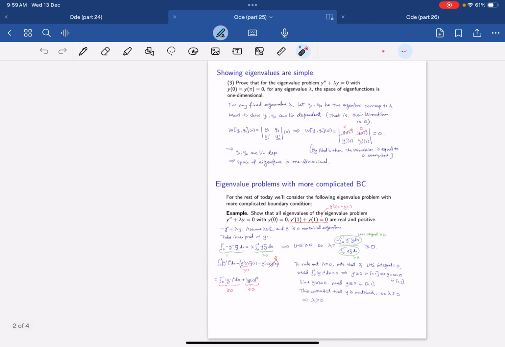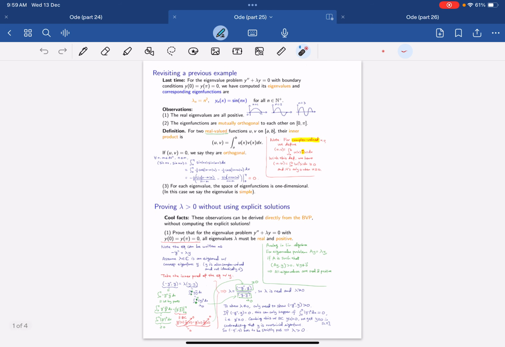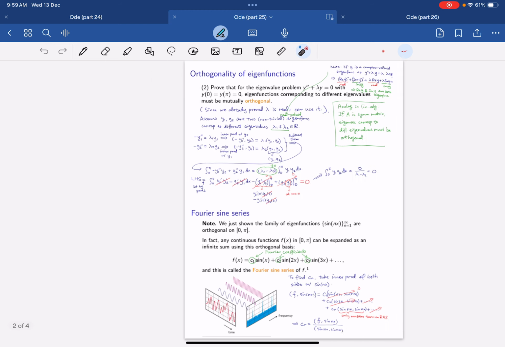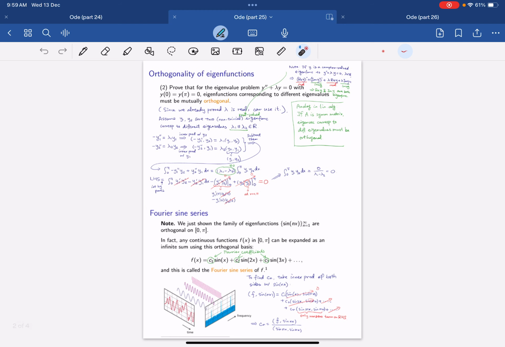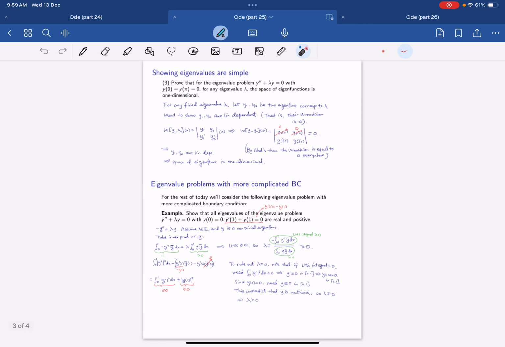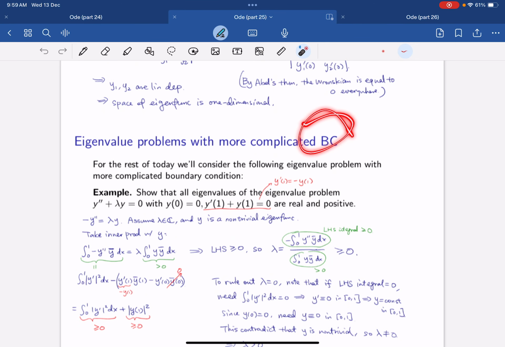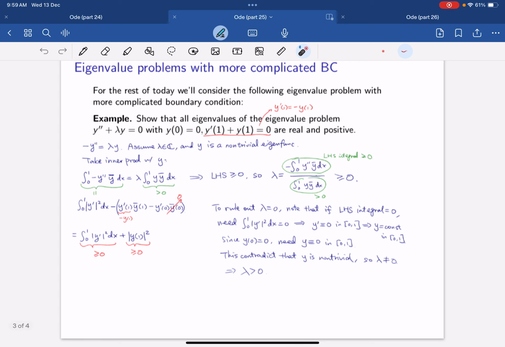So you can see how we were able to find properties of the eigenvalue and its eigenfunction without actually explicitly finding the solution to the eigenvalue problem. Even with a more complicated boundary condition like the following here, we can use the same technique.